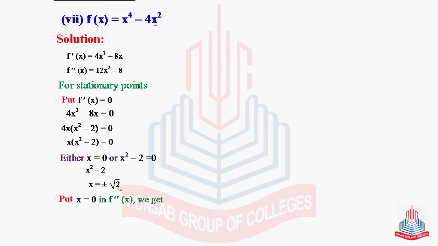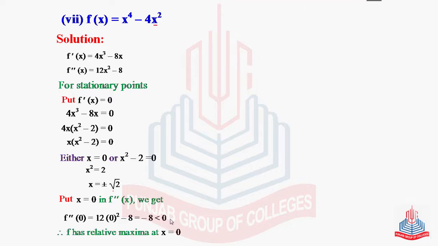Actually we check all these three values by putting them into the second derivative for extreme values. So first put x is equal to 0 in the second derivative, and the second derivative was 12x^2 minus 8. By putting x is equal to 0, that will return minus 8, which is less than 0. So f of x, or the given function, has a relative maximum value at x is equal to 0.